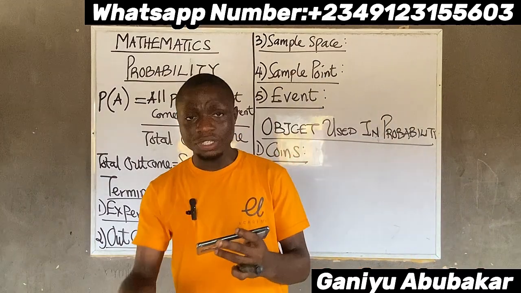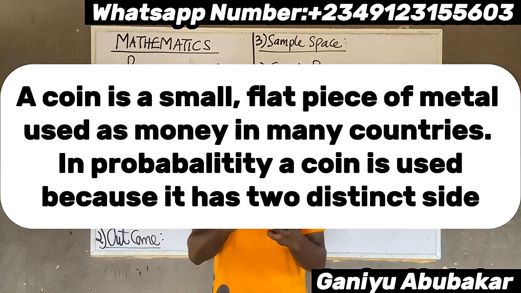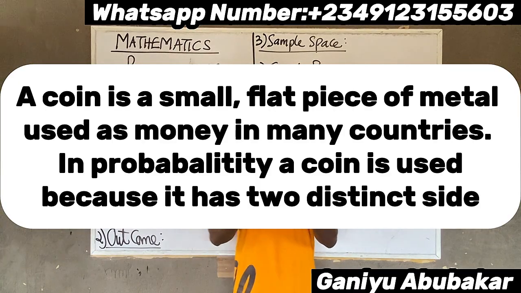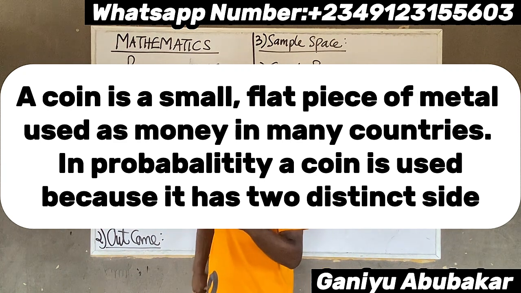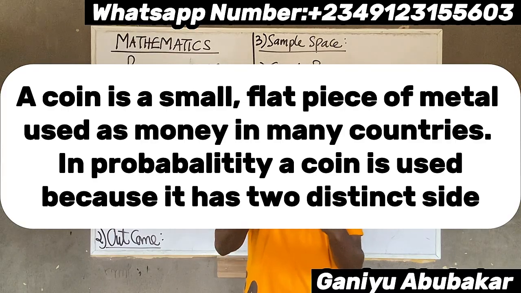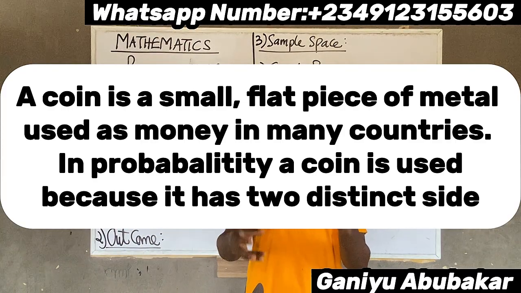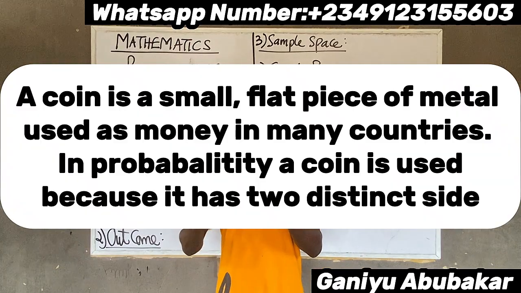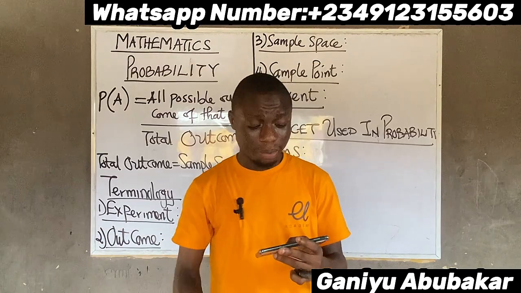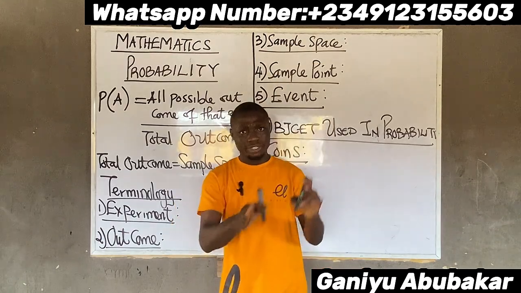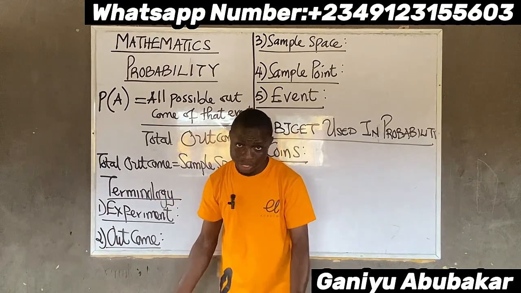Number one, coins. What's a coin? A coin is a small flat piece of metal used as money in many countries. In probability, a coin is used because it has two distinct sides. That is what a coin means. A coin is money. We all know coins are money in some countries, right?